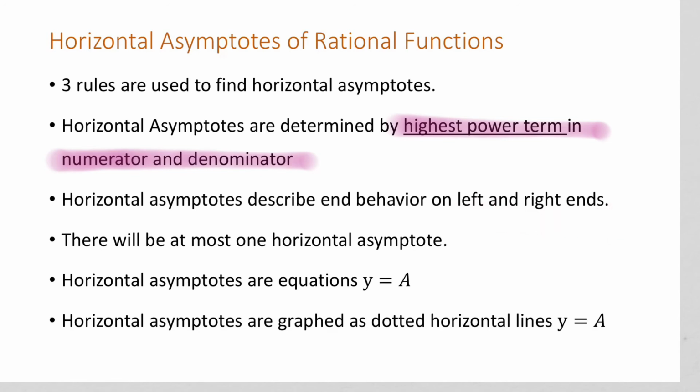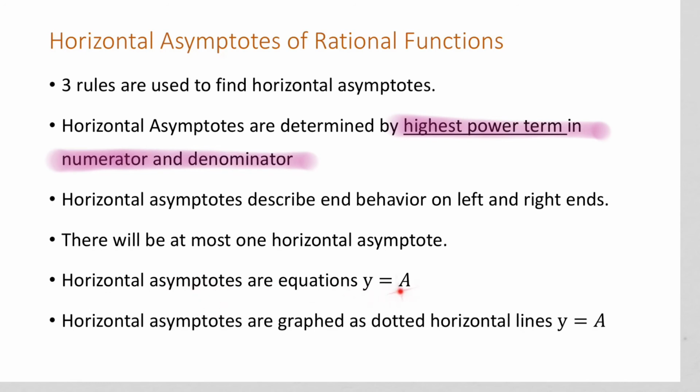There will only be at most one horizontal asymptote. So the same end behavior occurs on the left and the right because there is only one horizontal asymptote. When we start graphing these things, it'll be clearer what we're talking about here. So it doesn't describe the middle behavior close to the vertical axis. It describes the behavior of the rational function way out toward negative infinity and way out toward positive infinity.